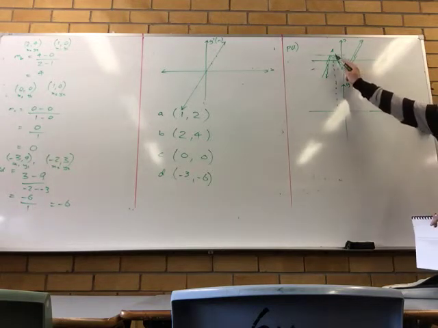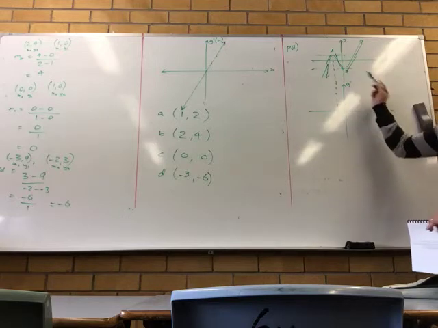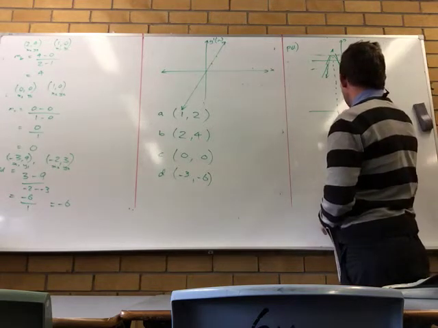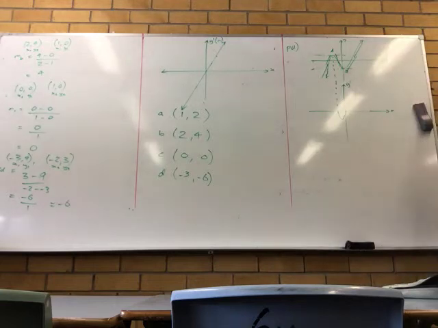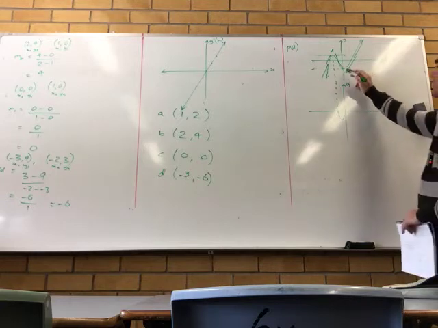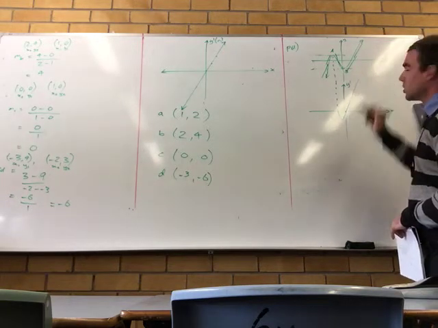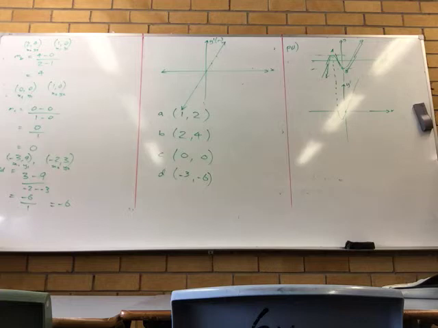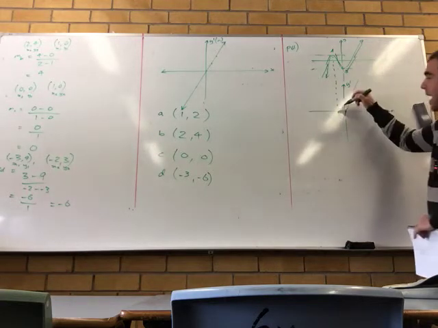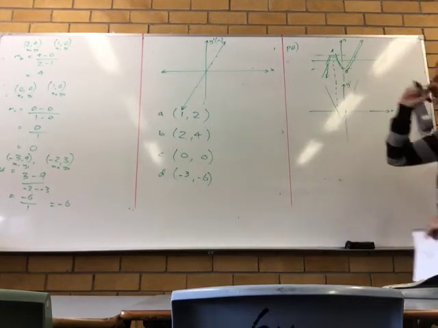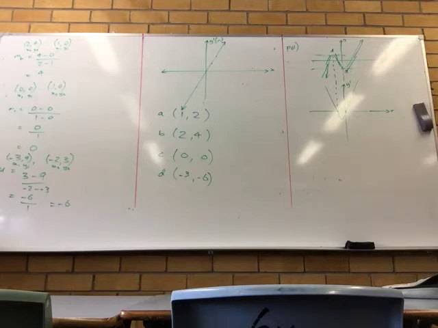Sorry? Right, so we've got a negative gradient between A and B, correct? So between A and B, I've got negative values happening. Good. Okay, so to the right of B, I've got a positive gradient. And to the left of A, I also have a positive gradient, in terms of the graph itself being above the x-axis.